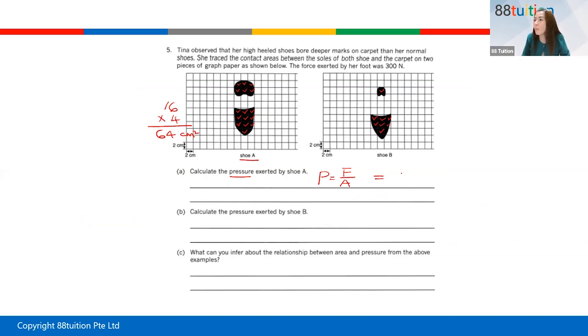You need to check first. You have found the area, right? So now you need to look for force in the question. Can you find any information that tells you the force exerted? The force exerted is 300. Good. You can identify, right? So 300 newtons. Okay, don't forget the unit, divided by the area. What's the area here? You calculated 64 cm squared. Very good. So use your calculator to complete this calculation.